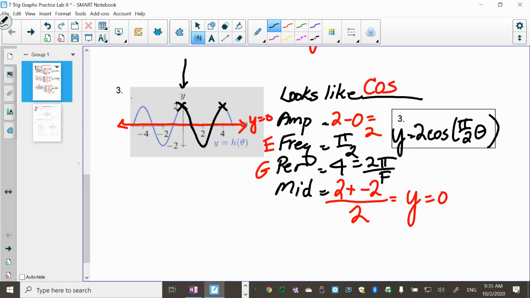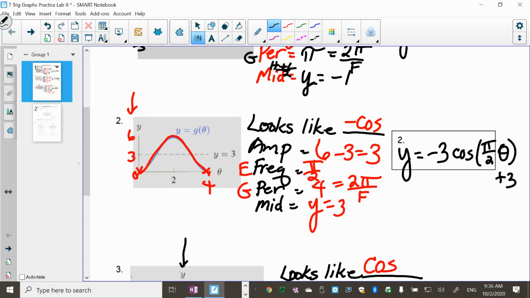Yep. Anything else? Sometimes you'll see, and I just want you guys to know this, especially on these first 2 here, sometimes they'll write it like this, y equals 3 minus 3 cosine pi over 2 theta. You might want to write this down. What they do is they throw the midline up front. And lots of times, especially if it's been inverted, you'll see them throw the midline up front. You can always throw it in the back and make sure you understand it, but you could see it written that way as well. Okay?